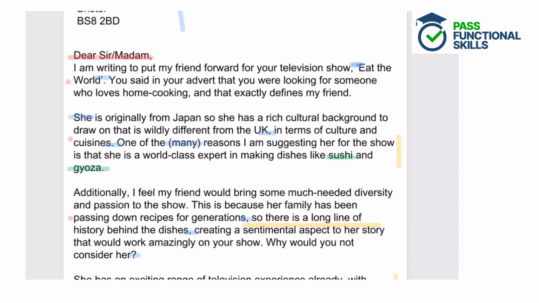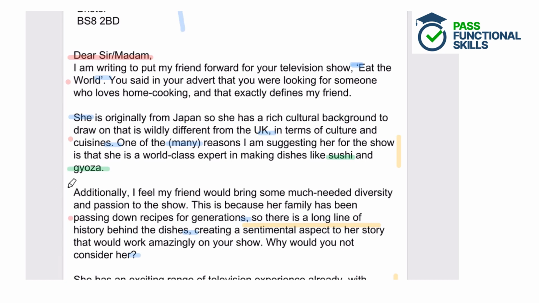Now let's consider whether this answer is cohesive. So when you're trying to make your answers cohesive, you need to be linking sentences together and joining up ideas within your answer so that they all flow on from each other. In this answer, we have sentences that flow on and are linked really well together.